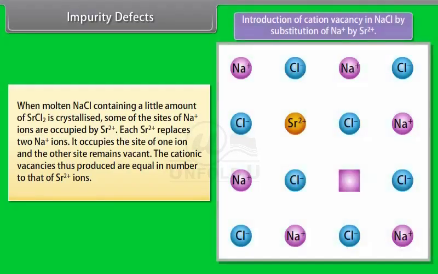Impurity defects. When molten NaCl containing a little amount of SrCl2 is crystallized, some of the sites of Na+ ions are occupied by Sr2+, as depicted in the figure. Each Sr2+ replaces two Na+ ions. It occupies the site of one ion and the other site remains vacant. The cationic vacancies thus produced are equal in number to that of Sr2+ ions.